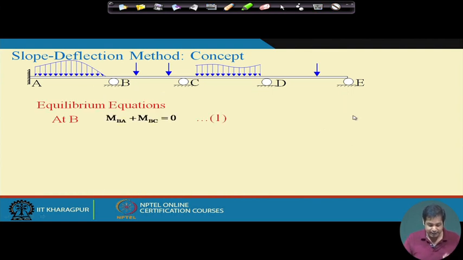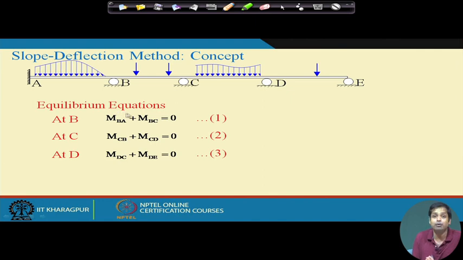The equilibrium condition says that at point A, at point B, say this MBA is the moment at B obtained from segment AB, and the moment at B obtained from segment BC should satisfy the equilibrium condition. Okay. And similarly at C, similarly at D, and similarly at E. MDE is equal to 0 in this case because it is a roller support.